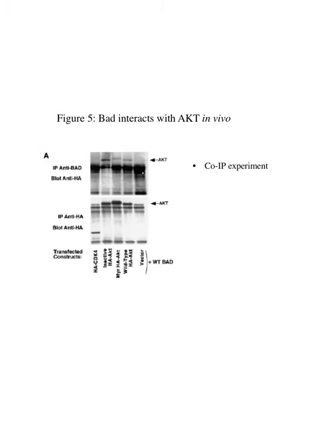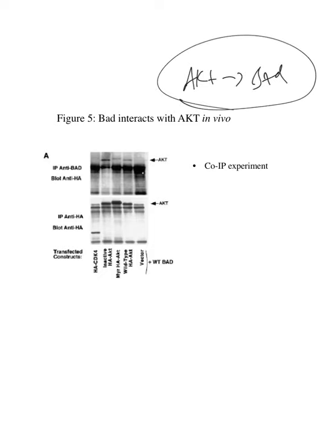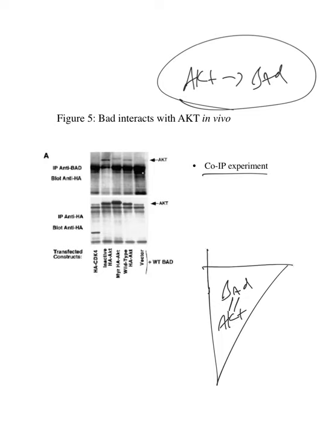Okay, if AKT is truly the kinase that phosphorylates bad, then we ought to see these two things interacting. And the way we look at protein-protein interaction is via co-immunoprecipitation. So what they do here is they have their cell lysate, and it contains bad and AKT, and they've done it under conditions that would preserve the physical interaction. So in their tube where their cell lysate is, this interaction between bad and AKT is occurring.